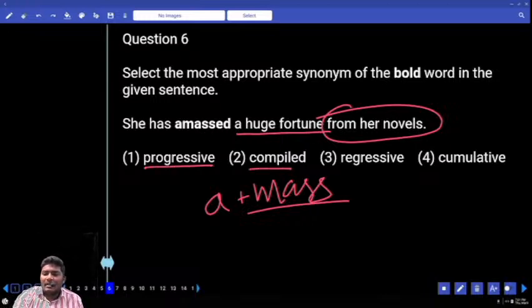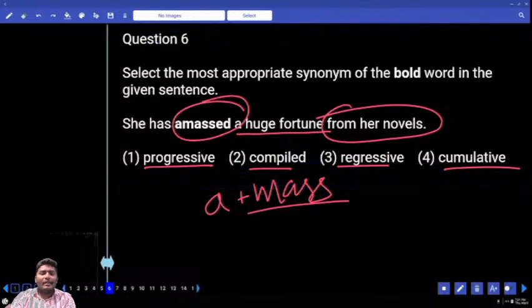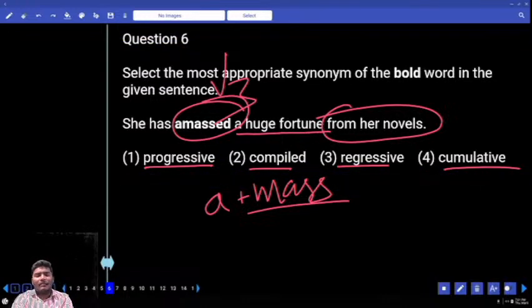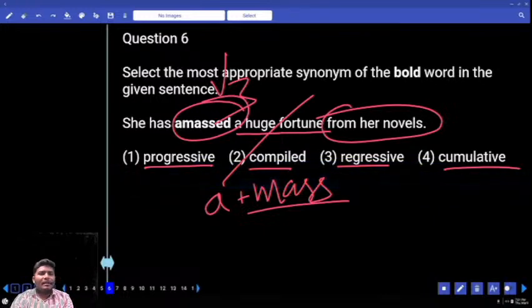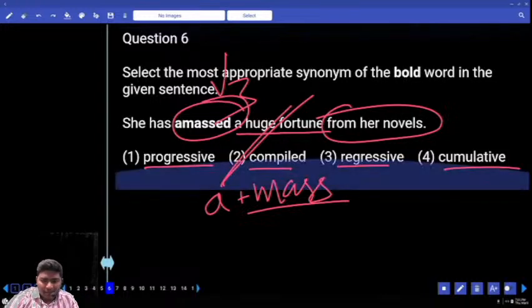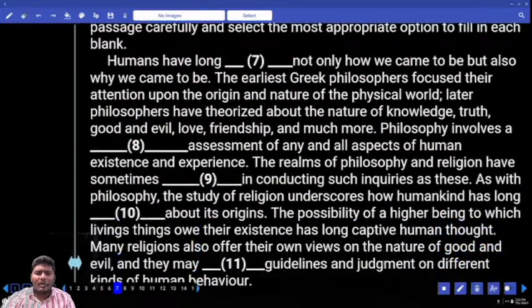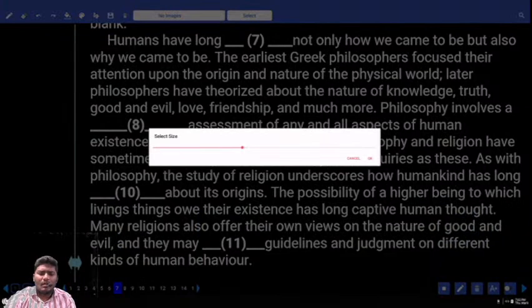Progressive, compiled, regressive, cumulative. Which one is the verb form out of all these? We can get the answer directly. Amassed is V3, right? Synonym must be the same word form, same meaning. You need to get the V3. Where is the V3? Compiled. One meaning of compile is gather. Here the literal meaning of amass is nothing but earn the money. She earned the money, gathered all the money. That is nothing but compile. Move to 7. Here you need to understand the context of the sentence and get the answer.